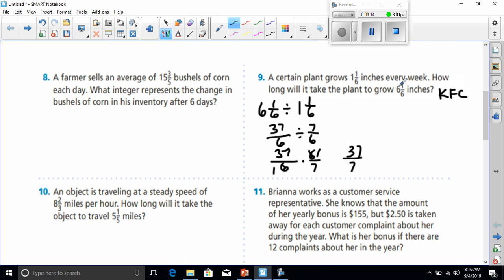Okay, so how much is it going to grow? Let's see. We have to see how many times 7 goes into 37. So this is 37 divided by 7. We know that 7 times 5 is 35, with a remainder of 2. So in essence, our answer is going to be 5 and 2 over 7. Luckily, we got 7 on the bottom here, and there are 7 days in a week. So this is really going to be 5 weeks and 2 days.